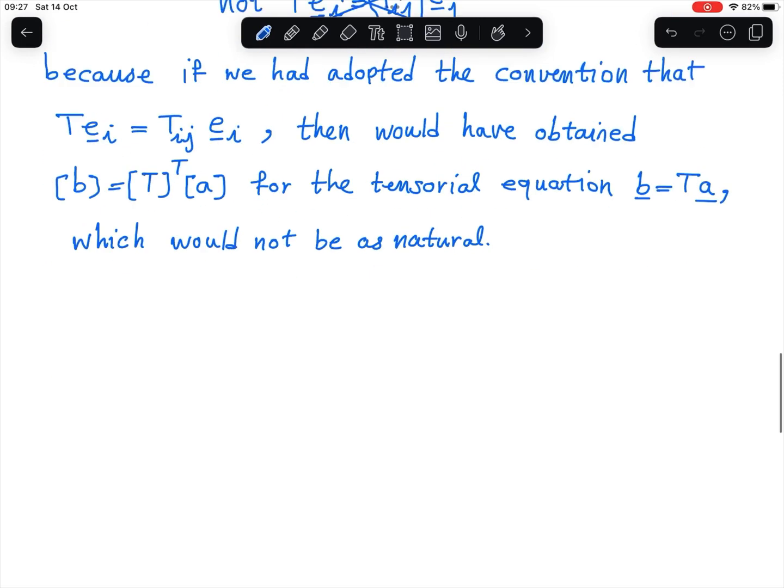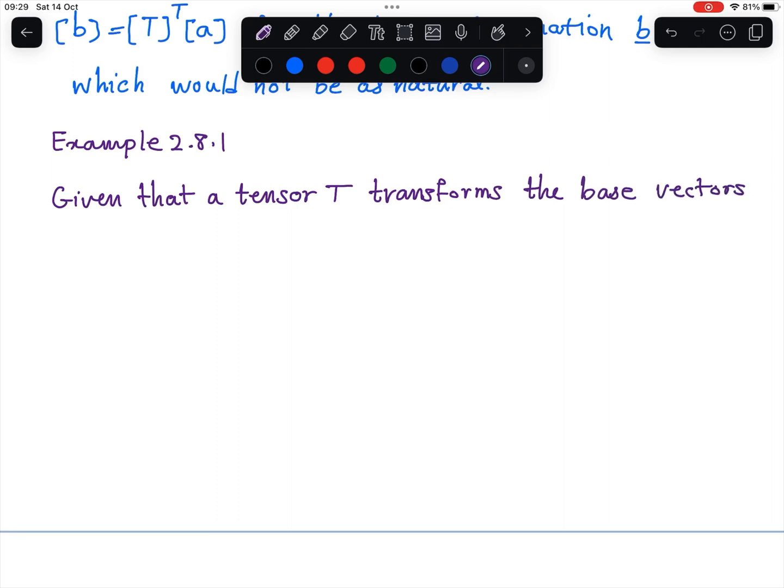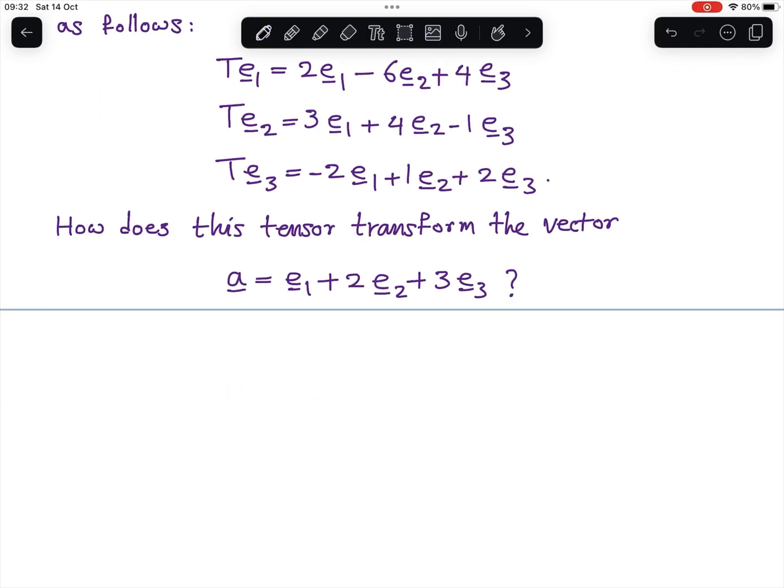Let's see an example. Given that a tensor T transforms the base vectors as follows. How does this tensor transform the following vector? Solution.